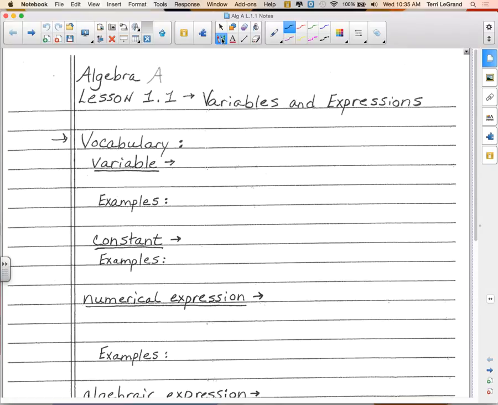Okay. So let's start with the vocabulary. This is another chance to write it down, and it's going to go into our memory, but we're going to put it in our own words. Does anybody think they have a good definition for a variable that we can write in our notes?